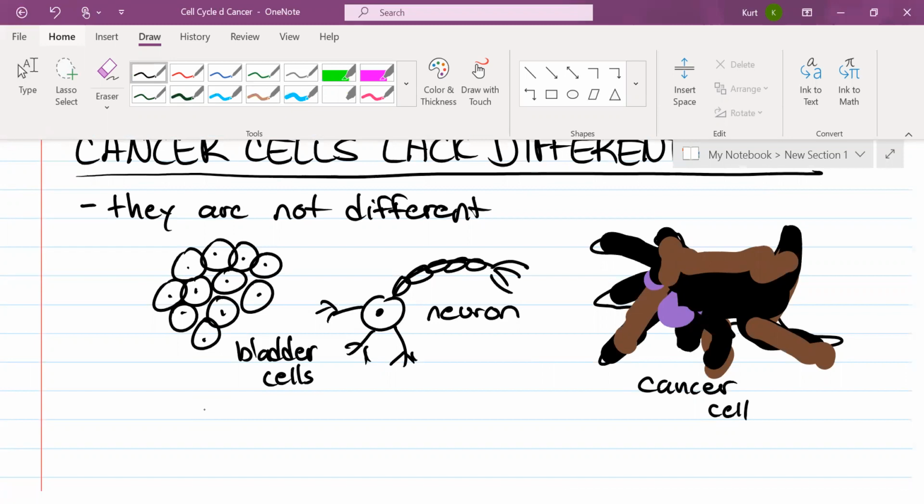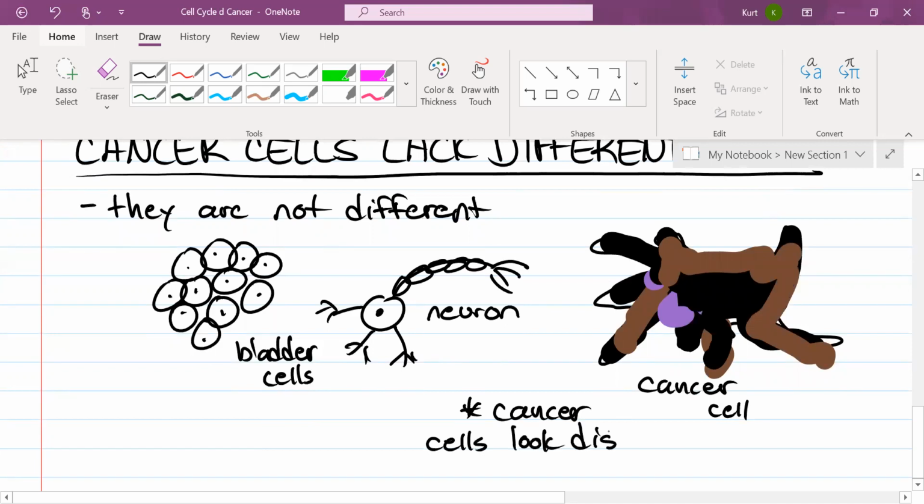So they look distinctly different. I will tell you, if I gave you a quiz and I had 50 cells on the worksheet, and I said, identify the cancer cells, it would be a no-brainer. They definitely don't look right.